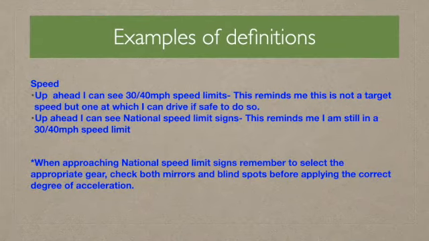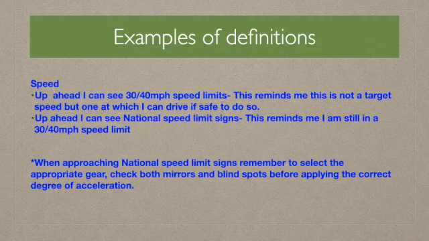Speed. Up ahead I can see a 30 or 40 miles an hour speed limit. This reminds me this is not a target speed, but one at which I'll drive if safe to do so. Up ahead I see national speed limit signs. This reminds me I'm still in a 30 or 40 miles per hour speed limit. When approaching national speed limits, remember to select the appropriate gear. Check both mirrors and blind spots before applying the correct degree of acceleration.